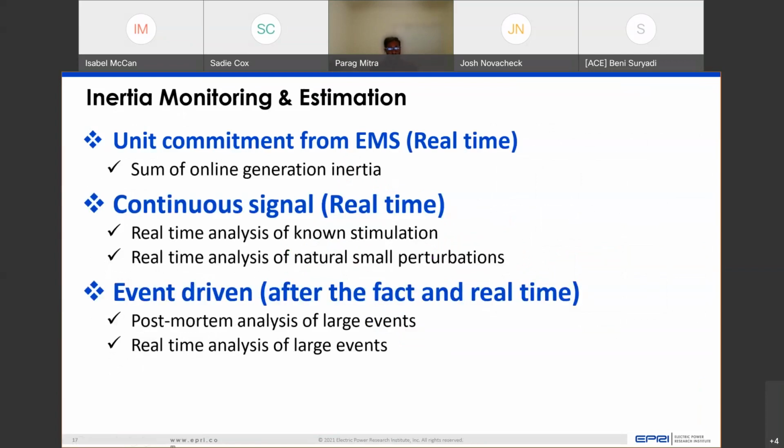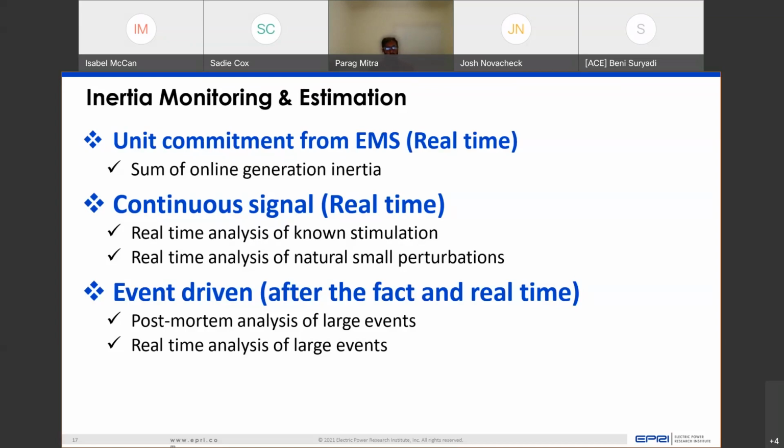these are essentially the methods that are available to us today to monitor the system inertia or estimate it in some way. If we look at the different methods and practices that people follow around the world, we can categorize them under three different categories. The first way of monitoring the inertia is by looking at the unit commitment from the energy management system. This is a very simple method. I'll get to it in a little bit, but you can get some sense of the system inertia in real time.